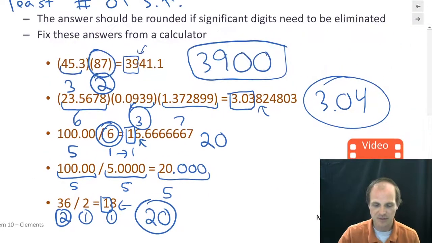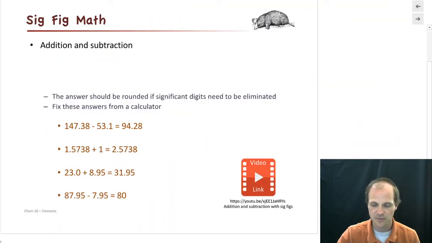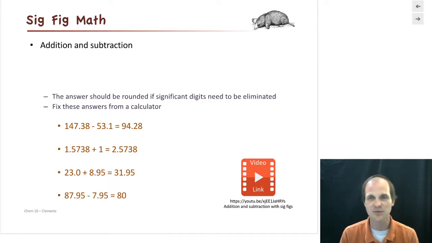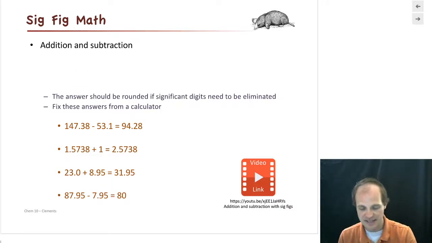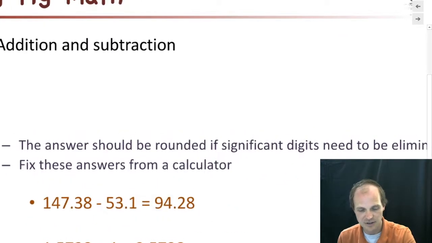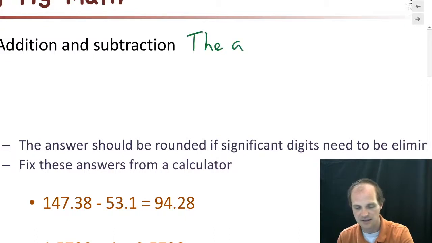So that is multiplication and division with significant figures. There's a separate set of rules. Sorry, I didn't make this stuff up. There's a separate set of rules that we use for addition and subtraction that's different than the rules we use for multiplication and division.